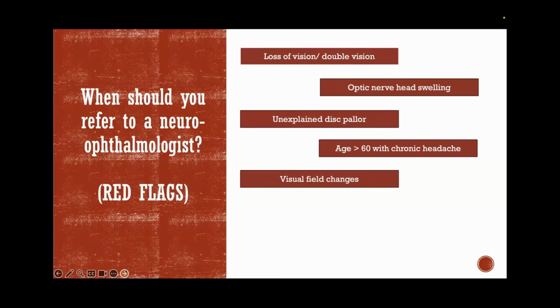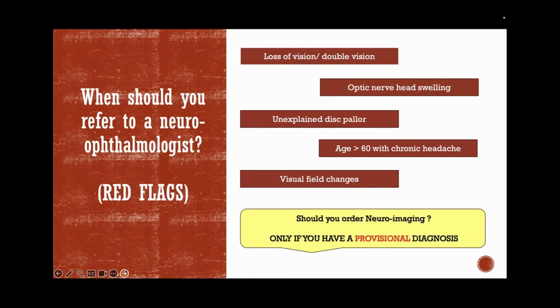The next question everyone has in their mind is, should I order neuroimaging or not? Whenever I have a patient with headache and some eye symptoms, should I order neuroimaging? The answer for that is very simple. If you have a provisional diagnosis in mind, that is the only time you should be ordering neuroimaging, because many times you send for neuroimaging and it comes back normal. And when we really look at it, there are some small changes that the radiologist has missed. The only reason for that is we've not told them what to look for. Even the radiologists need to be told what exactly we are looking for. So it's better to have a provisional diagnosis in mind before you order neuroimaging.